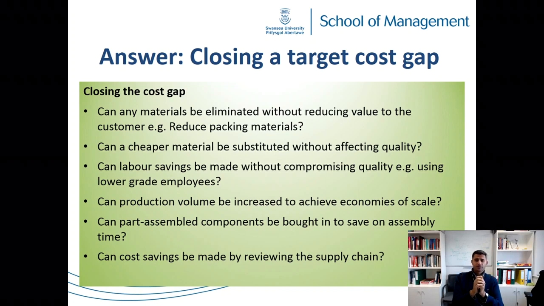Another suggestion would be, can we buy part-assembled components instead of assembling them and hiring labor to do this? That's something we need to look at. And another one, let's have a look at the supply chain and find ways to reduce the cost. Again, these are suggestions we can look at in order to reduce or eliminate the cost gap between the target cost and the estimated cost.